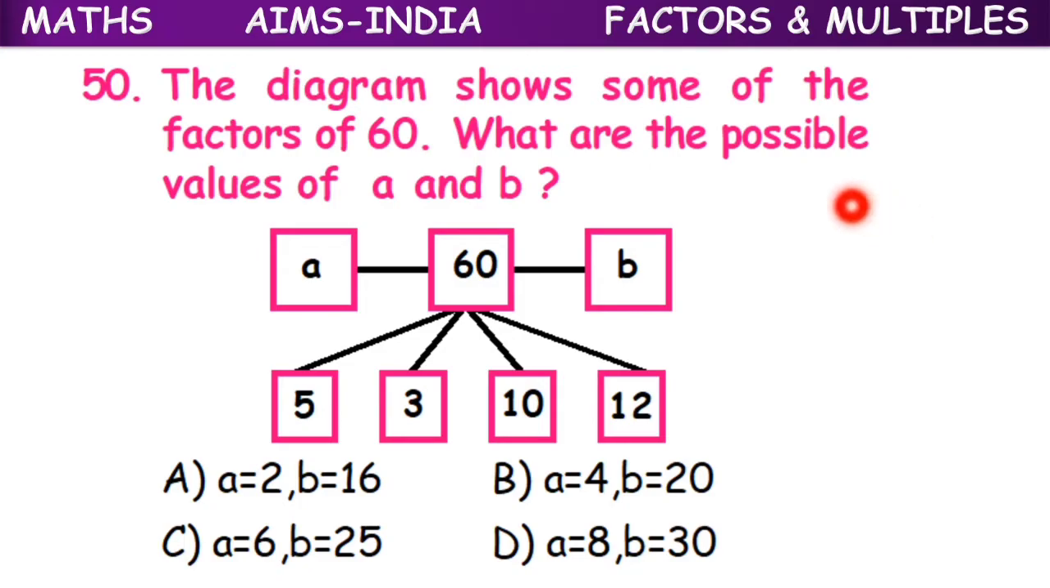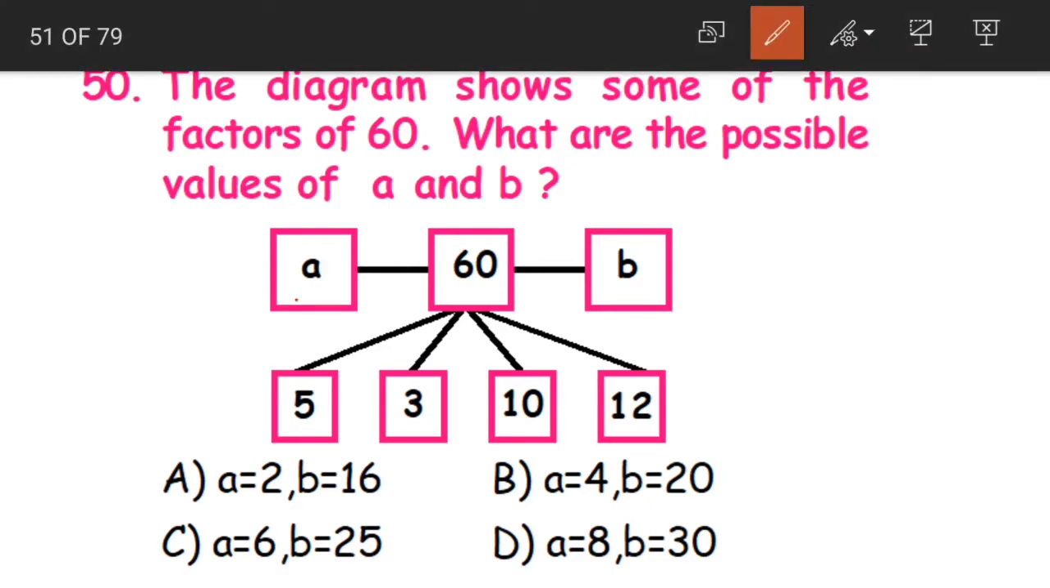Next one. The diagram shows some of the possible factors of 60. What are the possible values of A and B? So what are A and B? A and B are the factors of 60. Now again, two ways to solve: you can look at the options given. Option A, A is equal to 2. Yes, 2 is a factor of 60. And coming to option B, 16 is not a factor of 60.